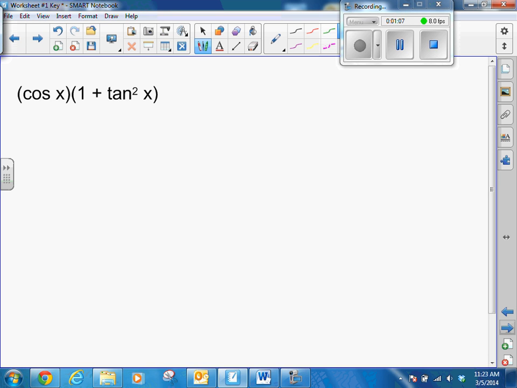Cosine times 1 plus tangent squared. How many tried to change tangent to sine squared over cosine squared? Okay, perfect. So when you see anything squared, what should you look at on that identity sheet? Which one? Identity. Yep. This is a Pythagorean identity. Okay? So anywhere I see that, what do I replace it with? Right, it's just secant squared.